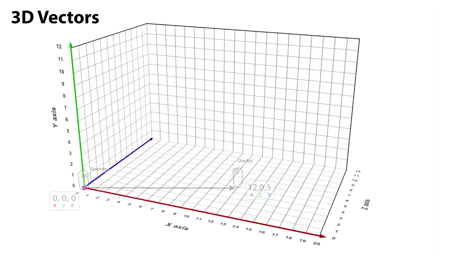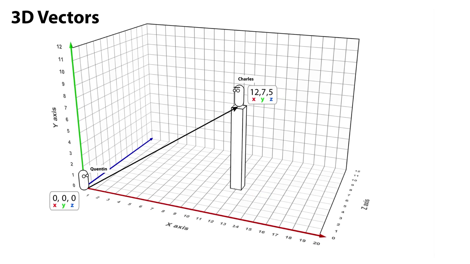Given that z represents depth, in our previous example, Charles and Quentin would have actually been stood on the xz plane. Keeping in mind that any coordinates stated in 3D will be ordered x, y, z, Quentin would have been stood at 0, 0, 0, the 3D origin, and Charles at 12, 0, 5. To make things more three-dimensional, we could imagine that Charles was on a higher vantage point. Now stood upon his 7-unit tall podium, Charles is at position 12, 7, 5.